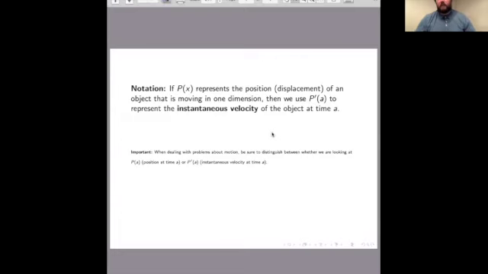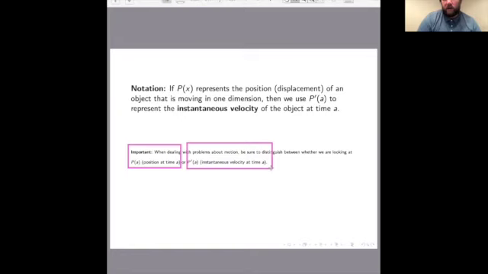So we have this idea of instantaneous velocity. If P of X represents the position of an object that is moving in one dimension, then we use P prime of A to represent the instantaneous velocity of the object at time A. When you're dealing with these problems about motion, be sure to distinguish very carefully whether you are looking at P of A, which is the position at time A, or P prime of A, which is the instantaneous velocity at time A. You have to be very careful and make sure you're dealing with what you want to be dealing with.